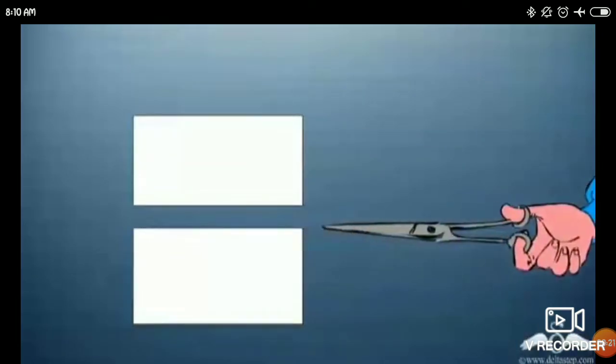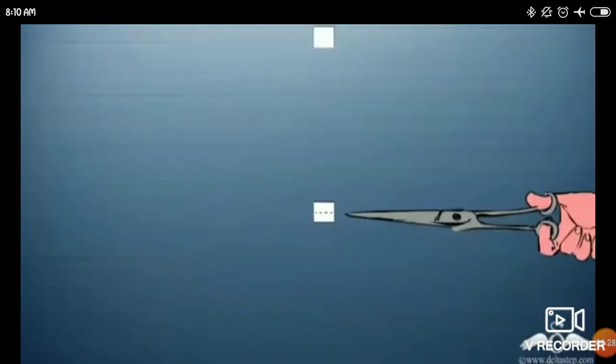We have a piece of paper and we are dividing it. We divide it further and further into halves. So, what stage can you reach where you are not able to divide it further?